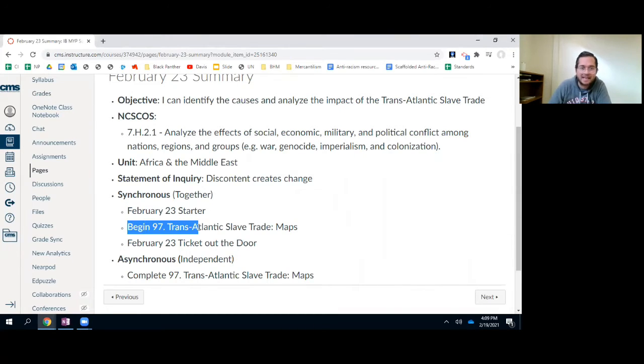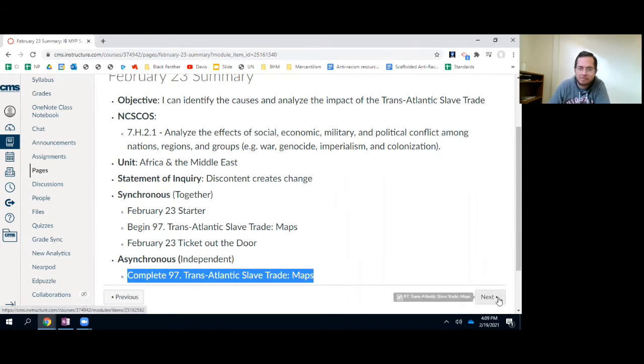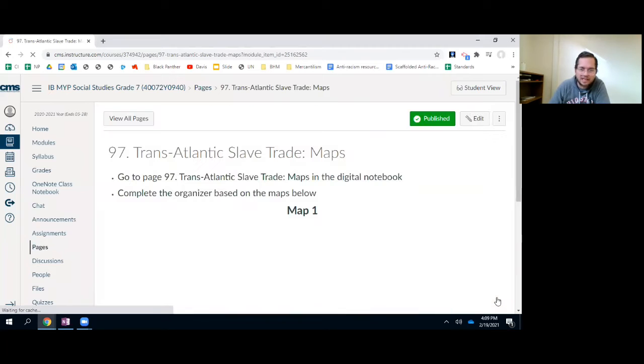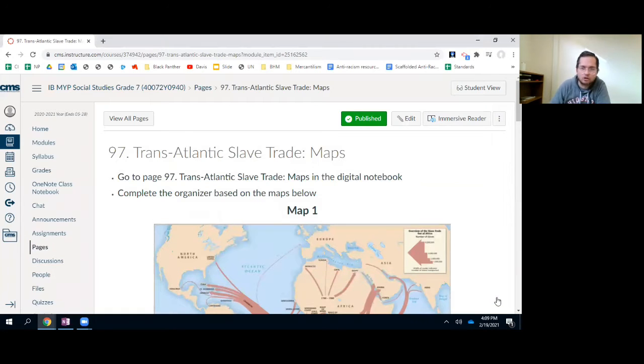We're going to begin 97 transatlantic slave trade maps and then finish with the ticket out the door, the February 23rd ticket out the door. Asynchronous work is to complete page 97 transatlantic slave trade maps. So let's go to that page now. Go to page 97, both in Canvas and the digital notebook. I'll give you 30 seconds.